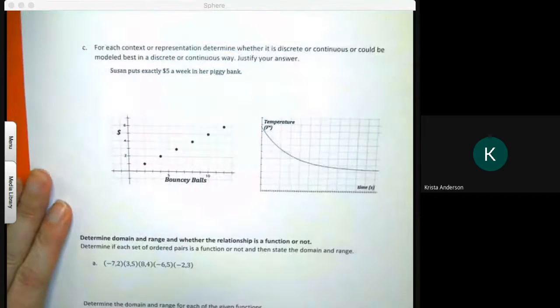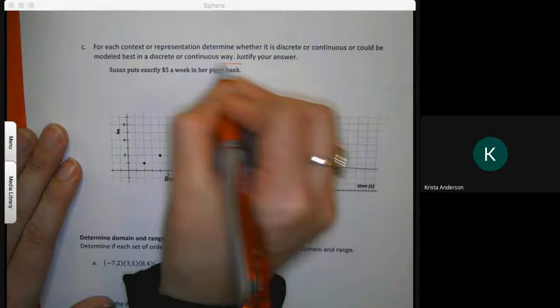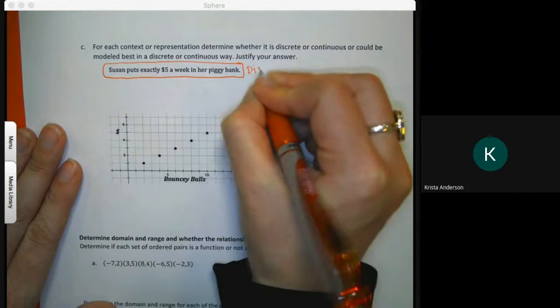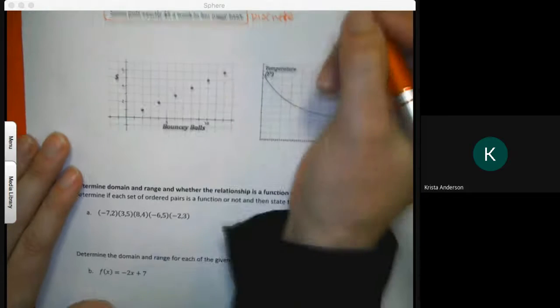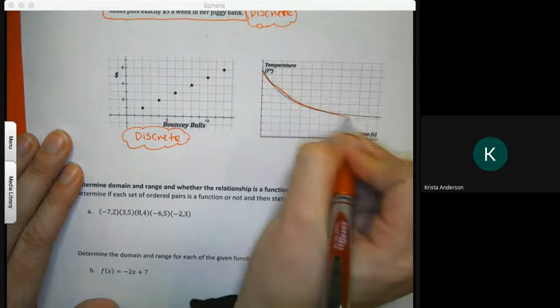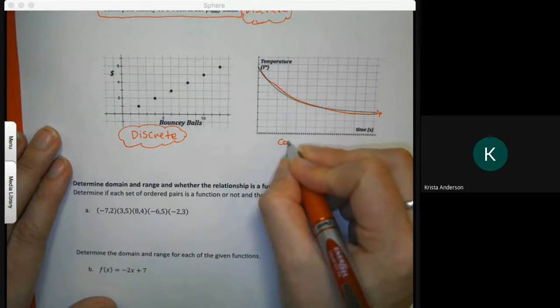For question C, we are determining if the representation is discrete or continuous. Our first one says Susan puts exactly $5 a week in the piggy bank. This would be discrete. She would be counting her money. In this next one, the bouncy ball and its price, they are dots, which means it is discrete. And the solid line represents a measurement. Temperature is a measurement over time. This would be continuous.